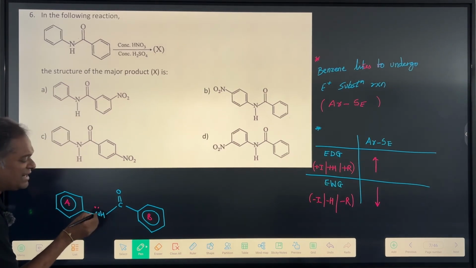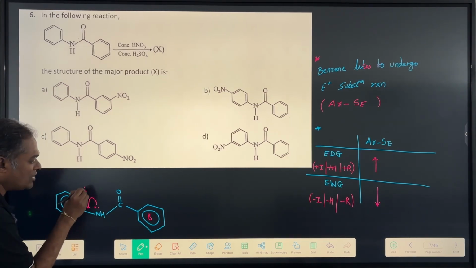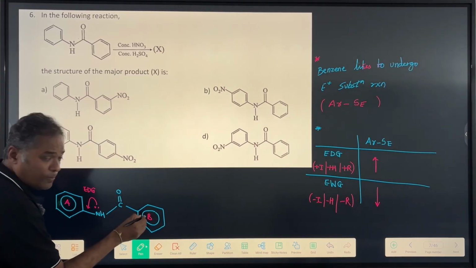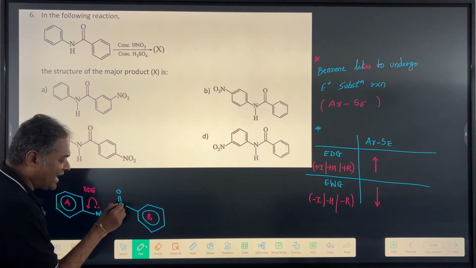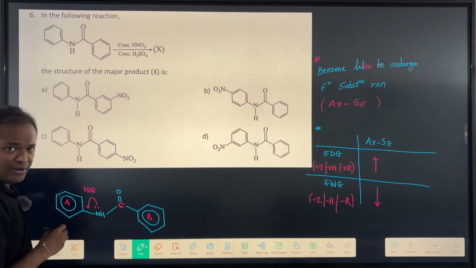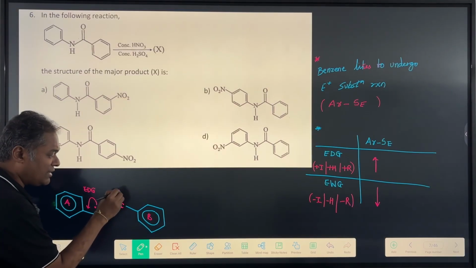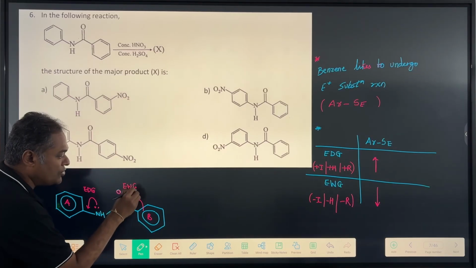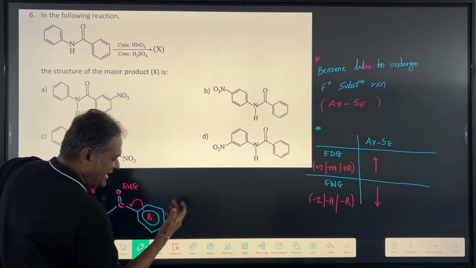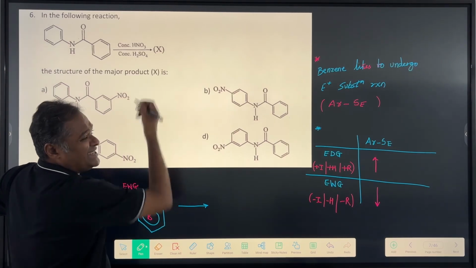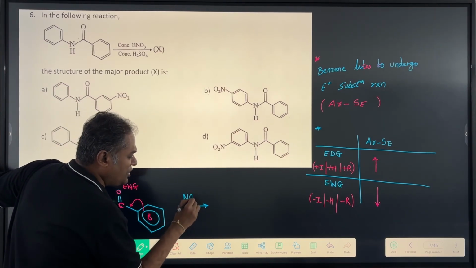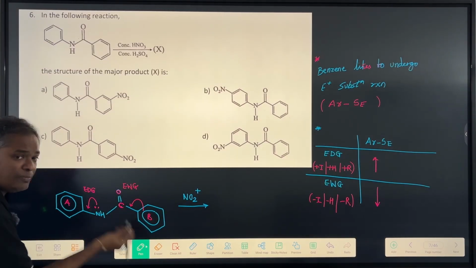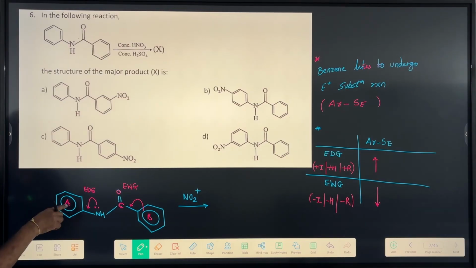Whenever you have an N atom containing a lone pair of electrons, it will start showing electron donating effect. Whereas for ring B, the atom directly attached to benzene is a carbon, which is attached to an electronegative atom, so this group is acting as an electron withdrawing group. So now you tell me, in this case of nitration, the nitronium ion, which is an electrophile, will attack on which ring, either ring A or B? I think the answer is ring A.